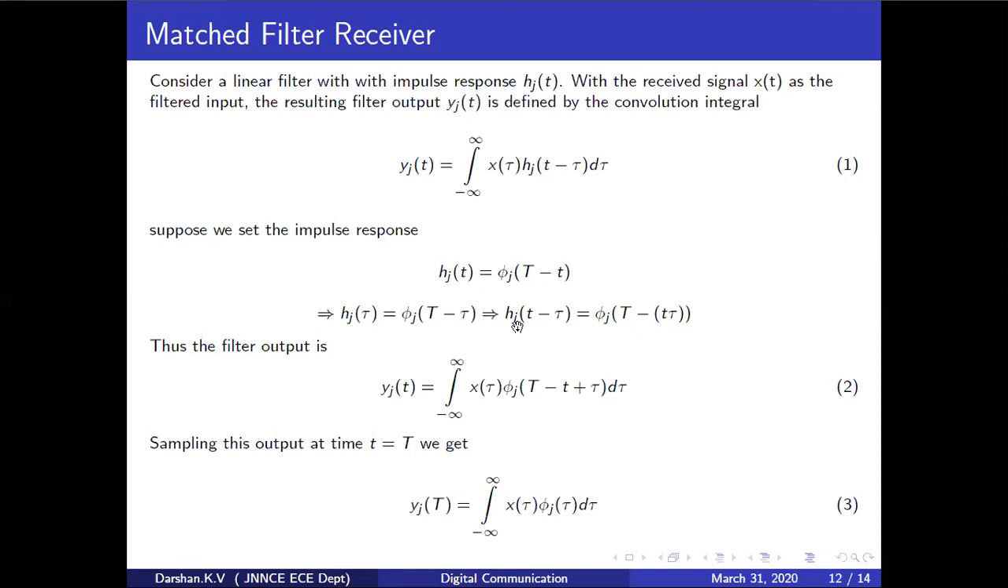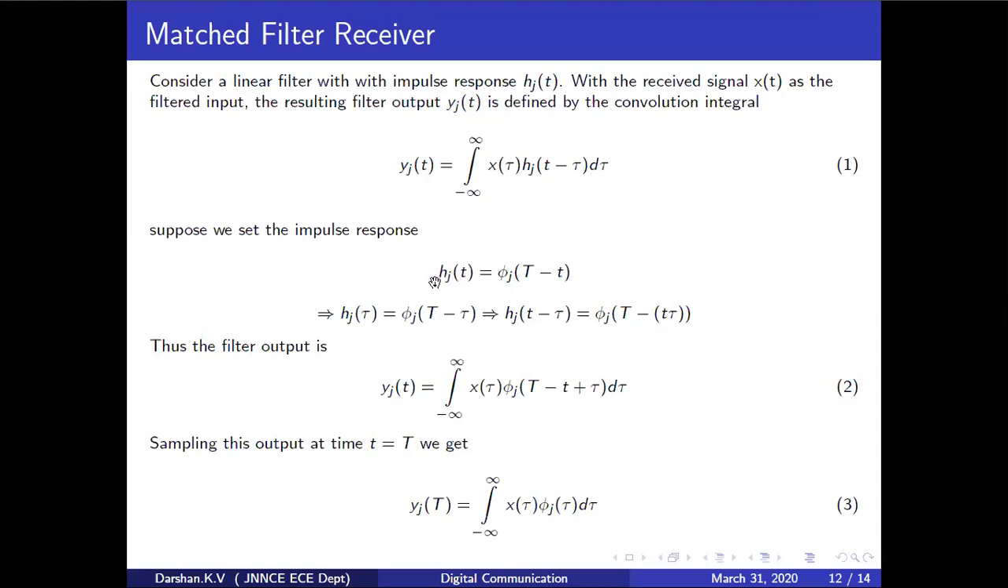There is a small typographic mistake. It should not be t tau here; in this place it should be t minus tau. I forgot to do this. That is how you need to do it. So when you do this exercise, what are you going to get? hj of t minus tau equals phi j of T minus t plus tau. Look here: first, how should we write it? hj of t is equal to phi j of T minus t. This is how you are supposed to write.